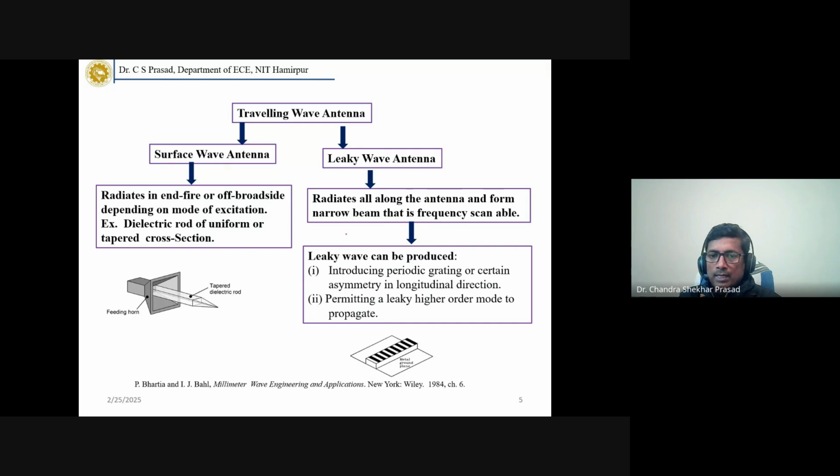To have this leaky wave, we perturb the structure, not rigorously but by a small amount, so that we can have a small amount of leakage and we can have radiation. To have this leaky wave, we first have to do a periodic perturbation and permit some higher order modes to leak out. This is the fundamental thing in designing a periodic leaky wave antenna.